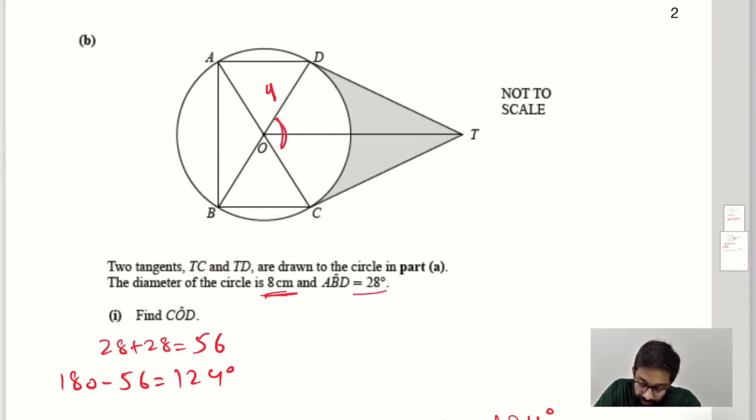And since we have this angle which is 124, if we just need this angle right here, it would be half of 124, which is 124 divided by 2, gives us 62 degrees. And this is 90 over here because tangents always make 90 degrees with the center of the circle. So we need DT first.